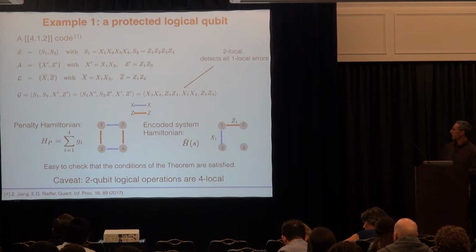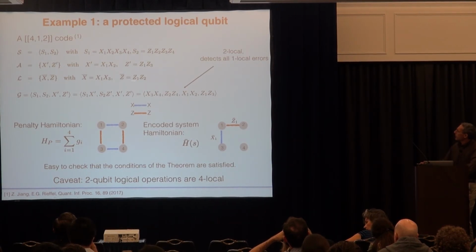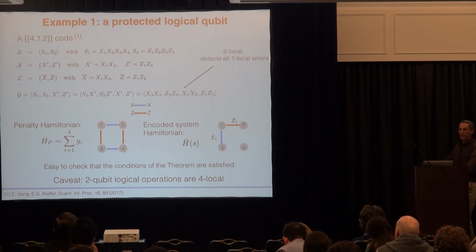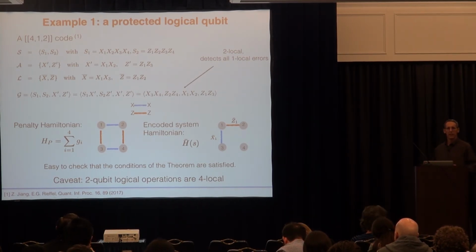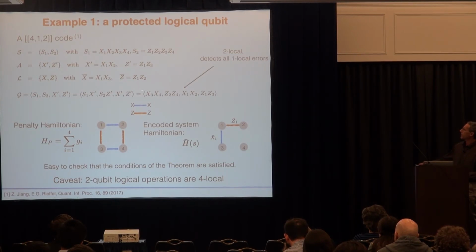And so here's what it looks like. The penalty Hamiltonian is a sum over these 4 operators. So if blue is XX and red is ZZ, that's what the penalty Hamiltonian looks like. And the encoded system Hamiltonian, well, these are the logical operators X1, X3, Z1, Z2. So that's what that looks like. Okay, so we have a fully protected logical qubit using just two-local interactions against arbitrary one-local errors. And the key is that this is a set of non-commuting operators. So that evades the no-go theorem.